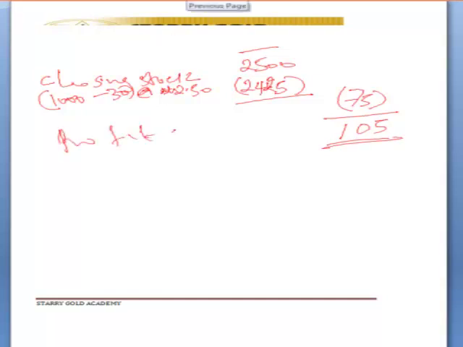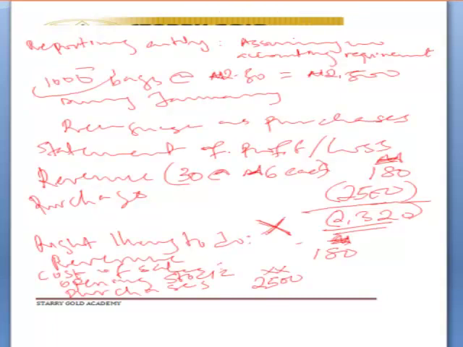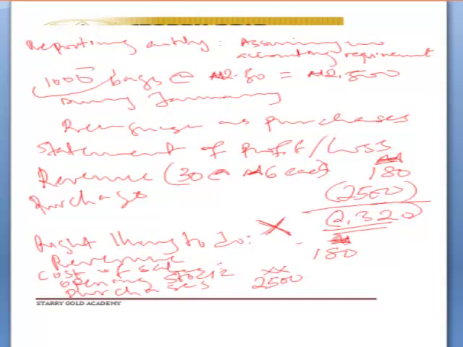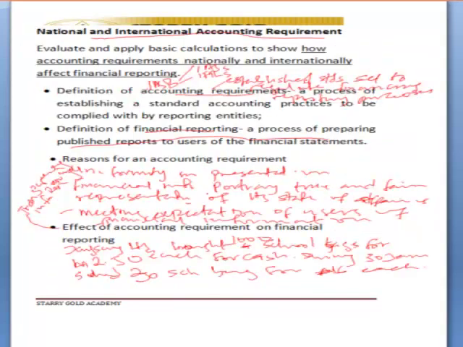Don't forget, our previous layman definition without an accounting requirement gave us a loss position of 2,320, but what we have here gives us a profit position of 105. So that is one of the reasons why we need a set of accounting requirements, to bring uniformity and to apply a proper concept that we call matching, or accrual, so that our financial report will be well represented based on the true situation, and we will not be misleading users of that financial statement. So that is all about the effect of our accounting requirement on financial reporting. It makes sure that our financial figures present a true and fair view.